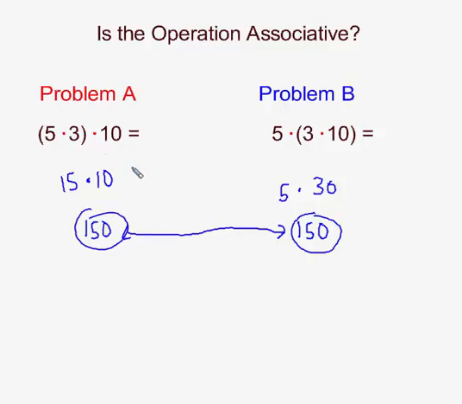And since these answers are the same, this means that the operation is associative. So multiplication is associative. You can choose if you want to do the multiplication on the left first, then the right, or do the one on the right and then the left, and it won't make a difference because multiplication is associative. Now let's look at division.